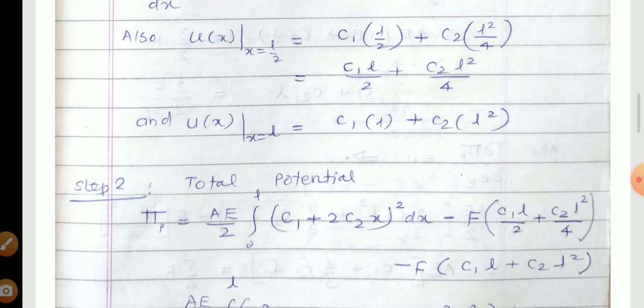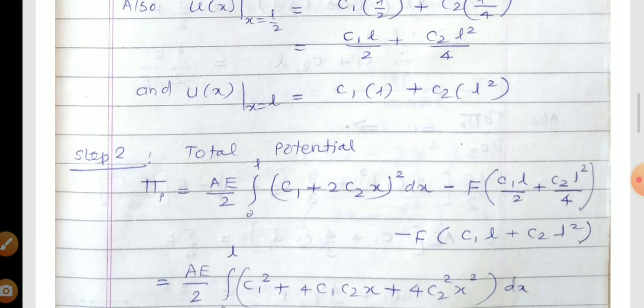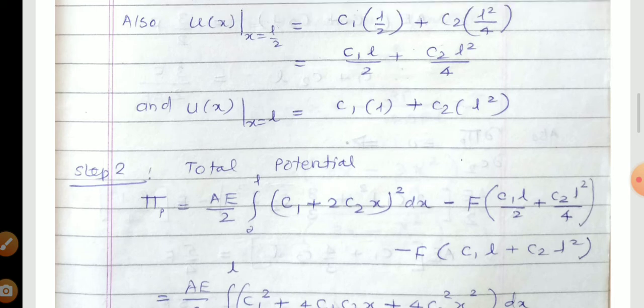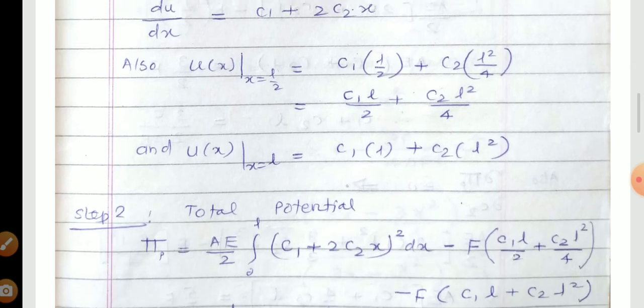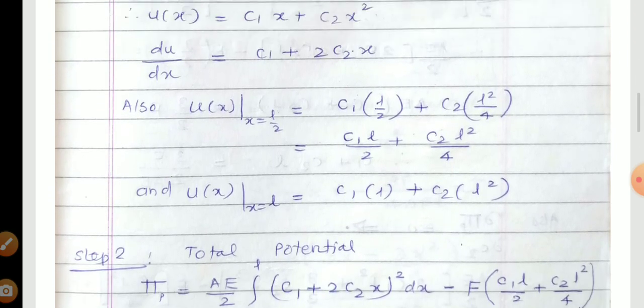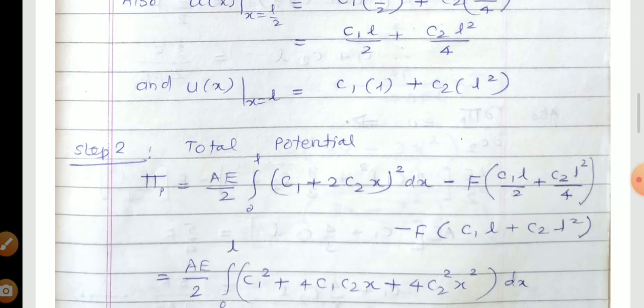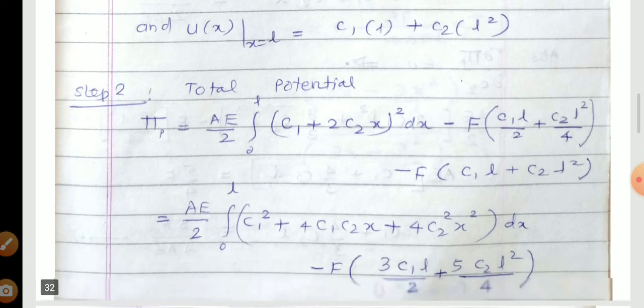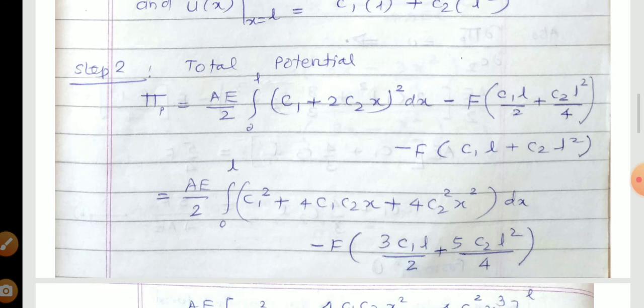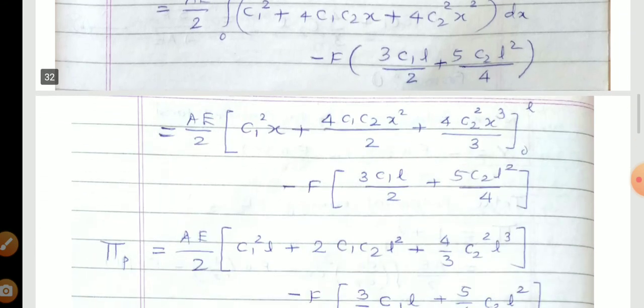So as step 2, the total potential is pi, that equals A E by 2 integral 0 to L of (c1 plus 2 c2 x) square dx, which is the term that we got, minus F times (c1 L by 2 plus c2 L square by 4) minus F times (c1 L plus c2 L square). So simplify the bracketed terms again and get a final form in terms of c1 and c2.